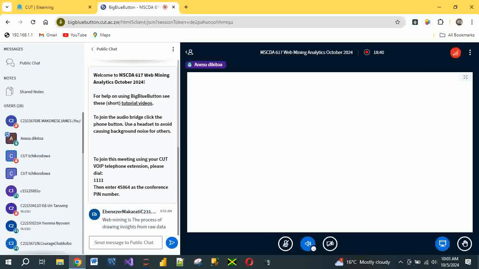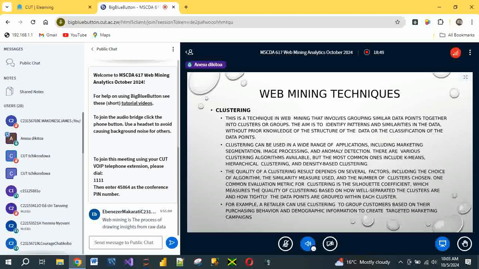We move on to the second type of mining technique. It is called clustering. This is a technique in web mining that involves grouping similar data points together into clusters or groups. The aim is to identify patterns and similarities in the data without prior knowledge of the structure of the data or the classification of the data points.